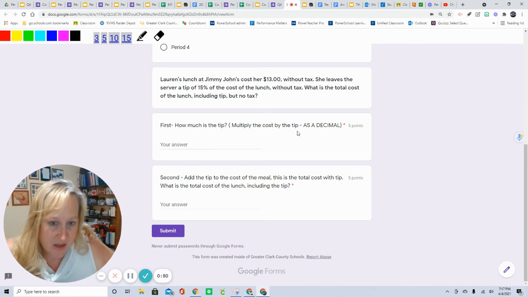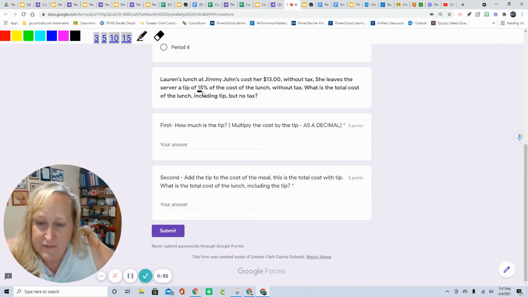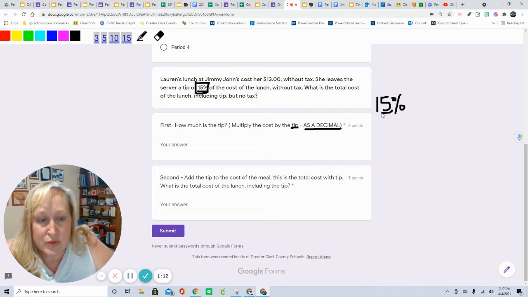And it tells me that the tip is 15%. Well, if I read these instructions, it says multiply the cost by the tip, but the tip has to be a decimal. So how do I write 15% as a decimal? If we recall correctly, what we need to do is move this over 2 places and put the decimal right there. So that means 15% is the same as 0.15.